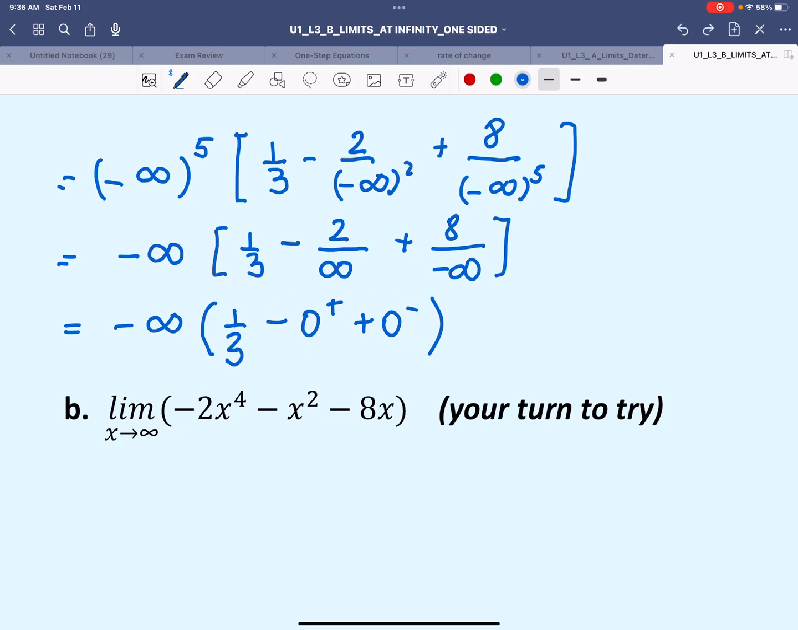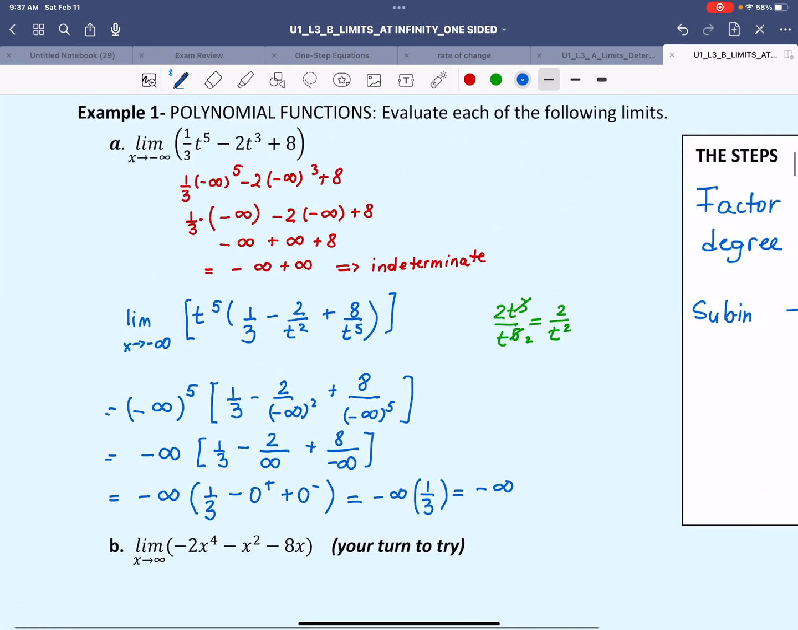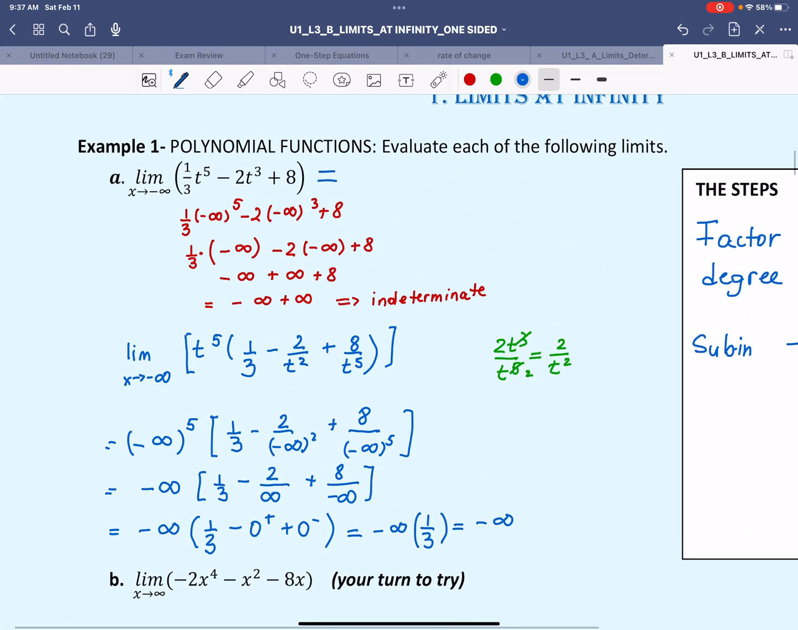So remember, this is a simple estimation, so we're not evaluating exactly, right? It's a limit. That's what limit is about. And we're multiplying it basically by 1 over 3, which is negative infinity. So we'll say that the limit as x approaches negative infinity of this particular function is negative infinity.